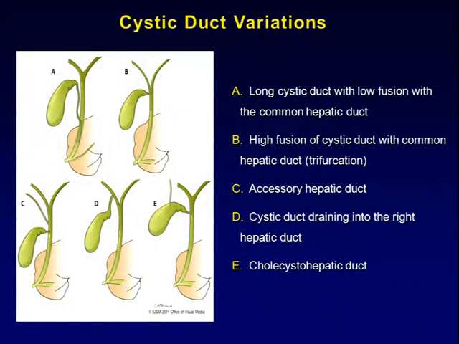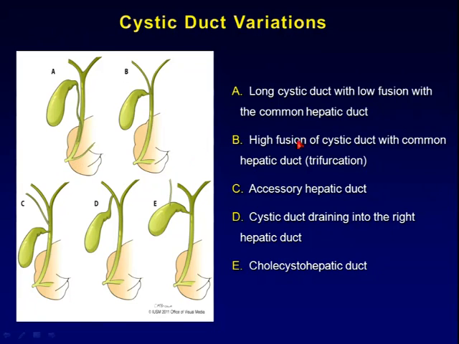Again, in preventing the injuries, you also need to understand cystic duct variations. Again, this slide shows some of the more common ones. I think we all need to be aware of the very long cystic duct with a low insertion into the distal common bile duct, sometimes intrapancreatic. This can be very easily mistaken for the common bile duct there.